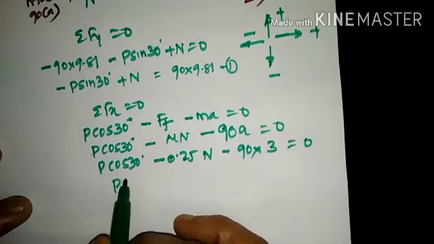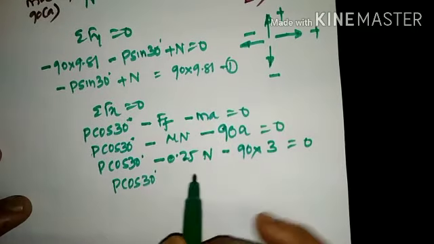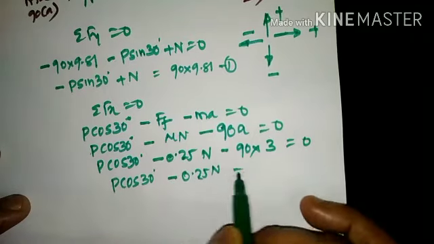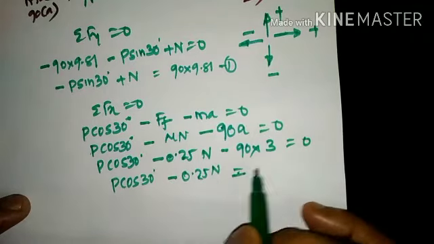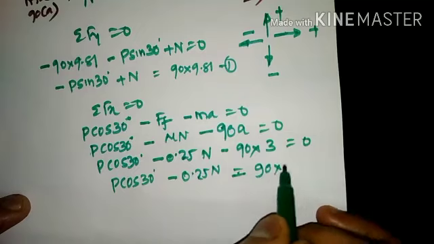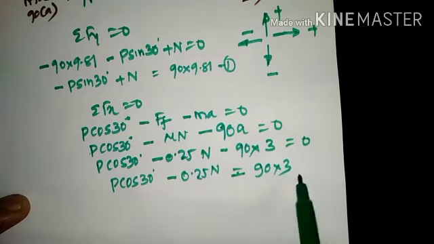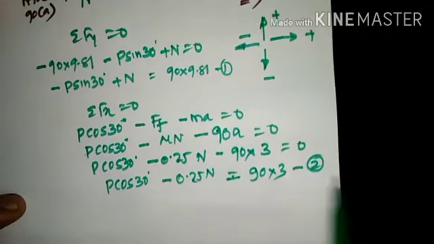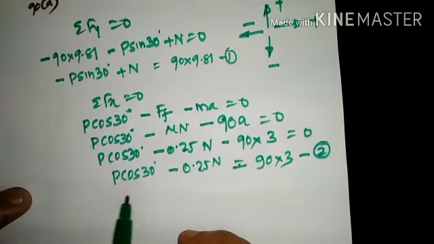So reframing this equation: P cos of 30 as it is, minus 0.25 times N, this is the second term. This minus, when it goes to the right hand side, will be positive, 90 into 3. Either you can write it as 270 directly or else 90 into 3 as it is. This is equation number 2. Now we shall try to solve 1 and 2.